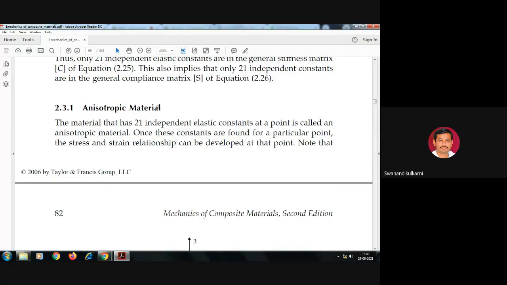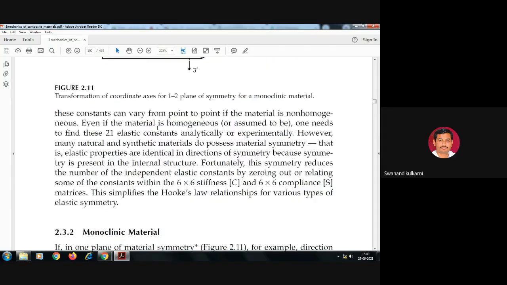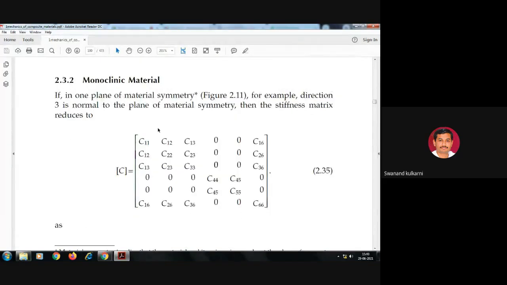By considering the material as homogeneous, 21 independent elastic constants are sufficient in order to define it. So it is an anisotropic material, but here a homogeneous material. By considering anisotropic and homogeneous, 21 elastic constants are required. So that we will have to keep in mind.